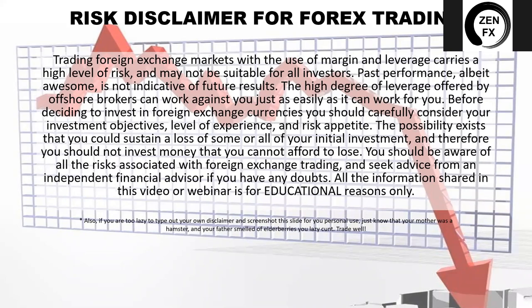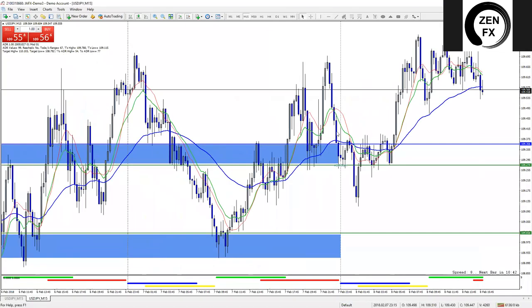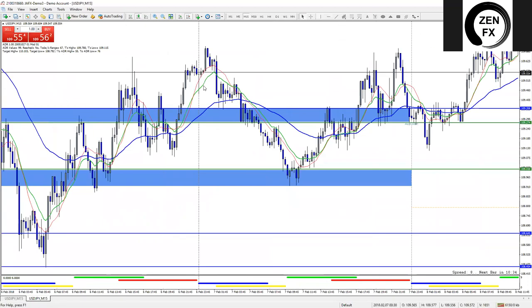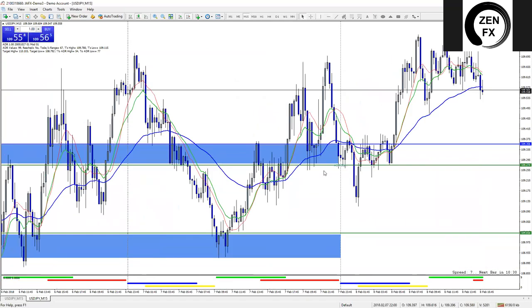All right, let's get to the chart. So yesterday was a crazy day. We had a lot of consolidation and sideways movement. I mean, not as much as the other days in the past, but we just had basically a big push up and then a big push down.